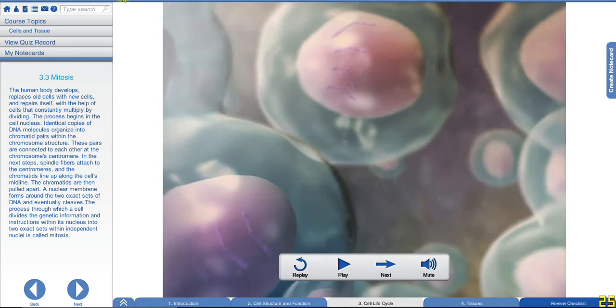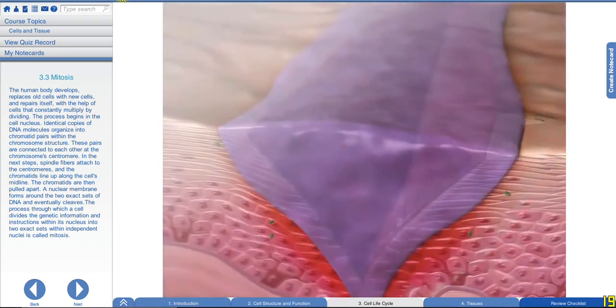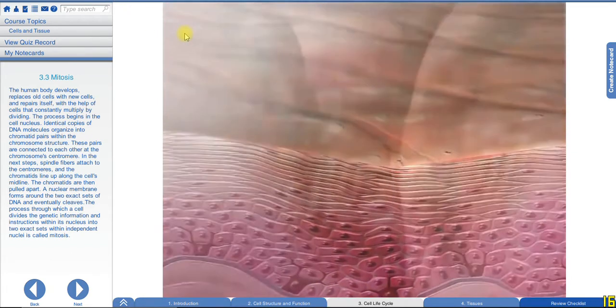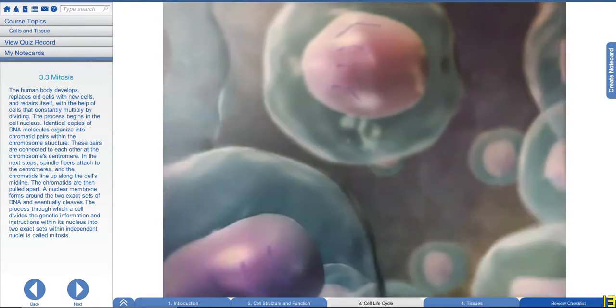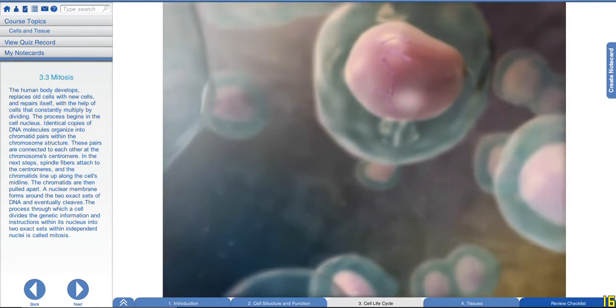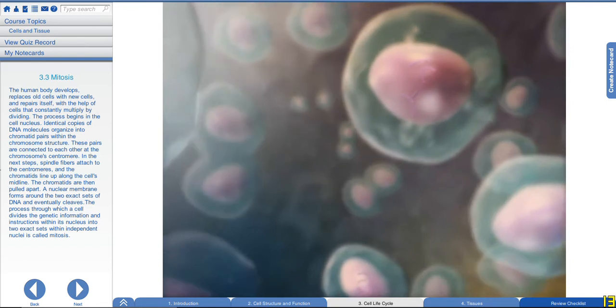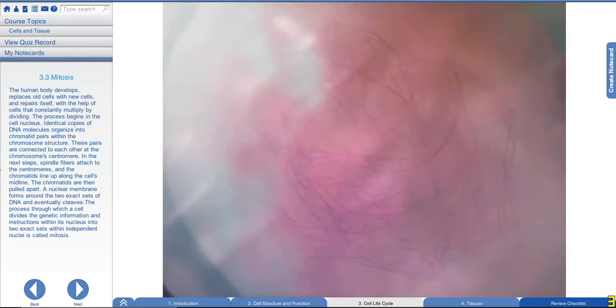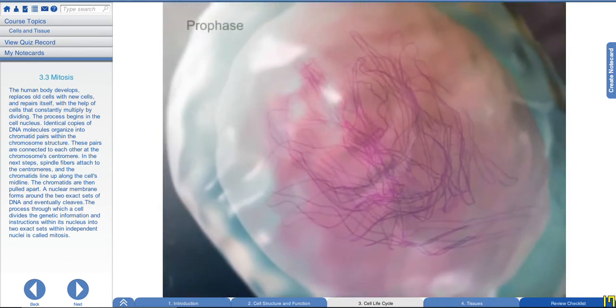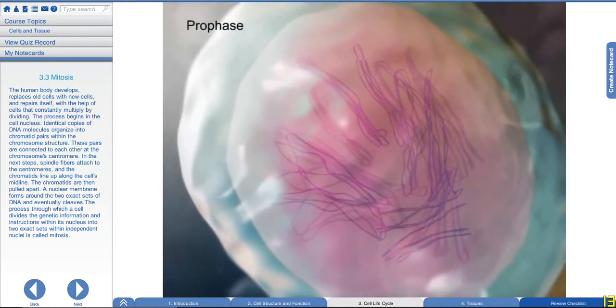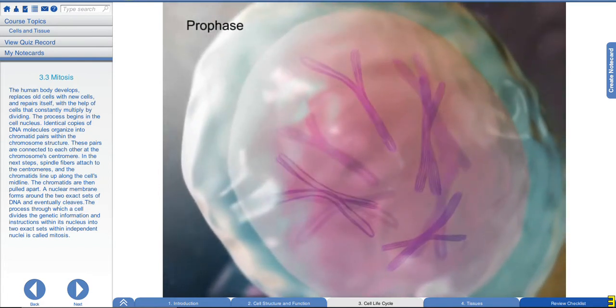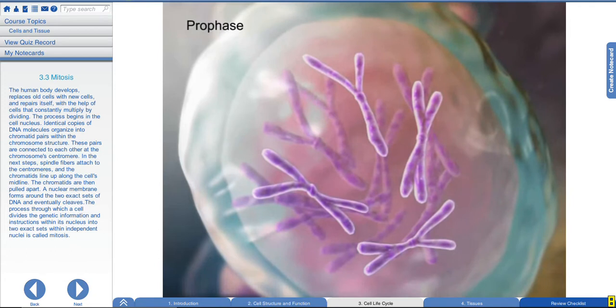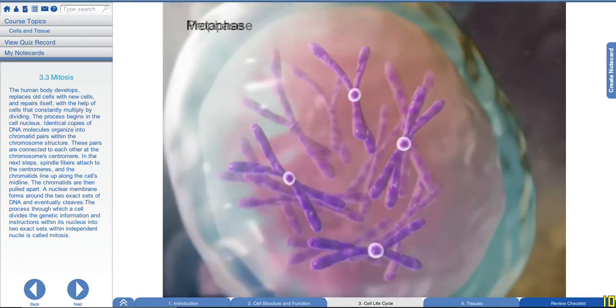So let's see this video. Mitosis replaces old cells with new cells and repairs the body with the help of cells that constantly multiply by dividing. The process begins in the cell nucleus. Identical copies of DNA molecules organize into chromatid pairs within the structure. These pairs are connected to each other at the chromosomal centromere.